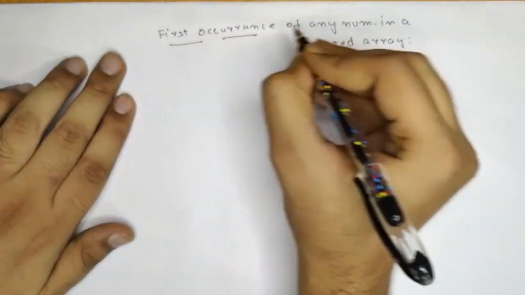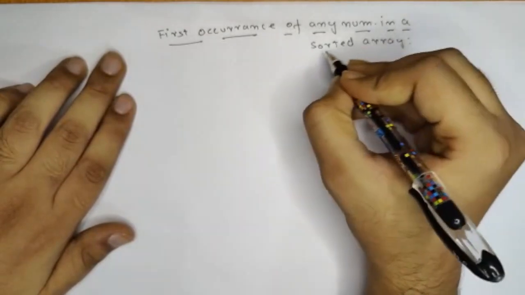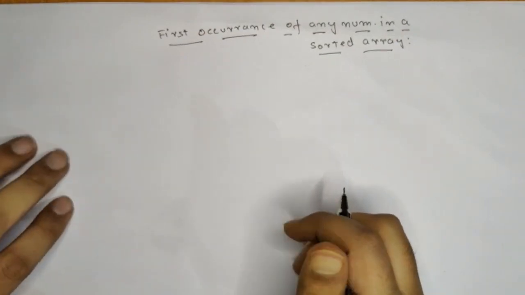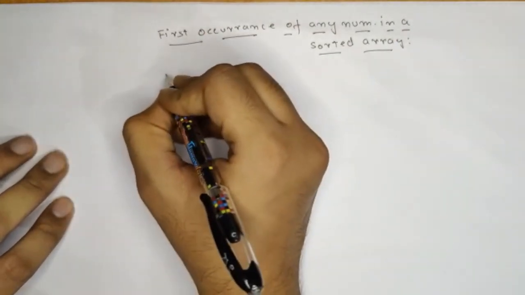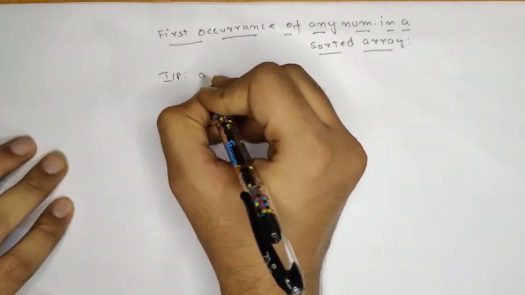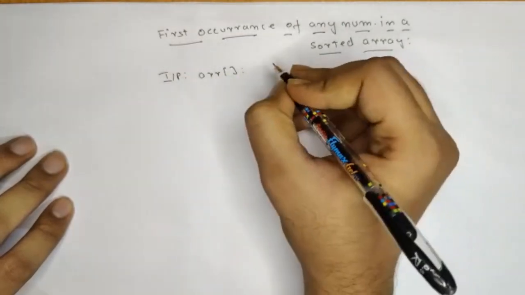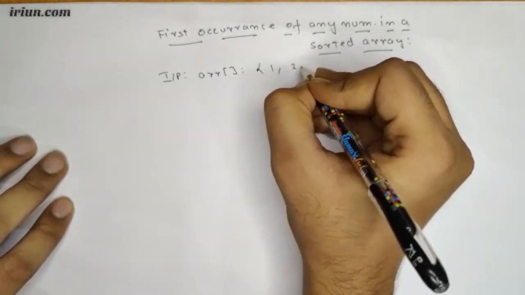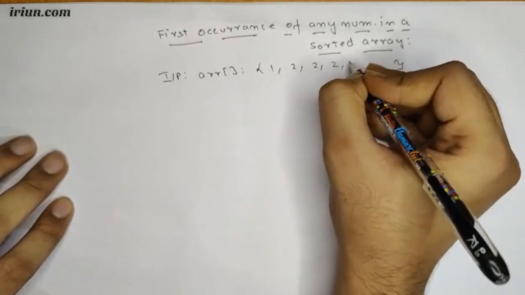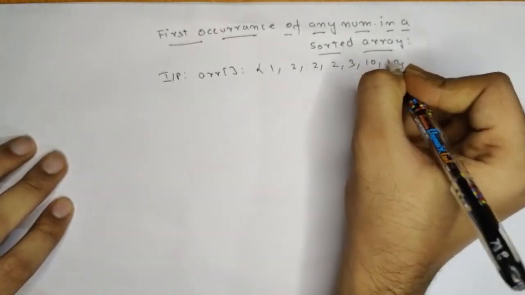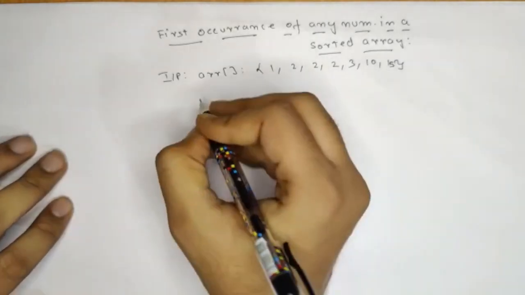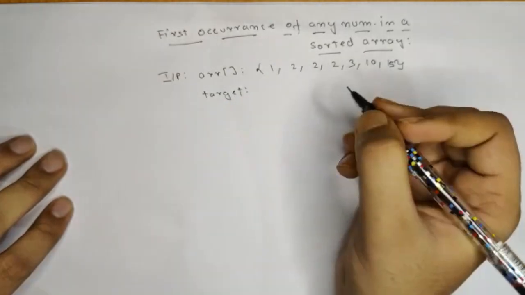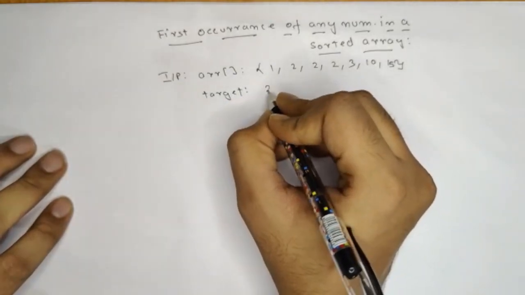So this is our problem statement. The problem definition or name: first occurrence of a number in a sorted array. Let's discuss our input. Our input will be an array which will be in sorted form. Suppose we have the array 1, 2, 2, 2, 3, 10, 15. Then we will be given a number. Let's name it target, and we have 2.